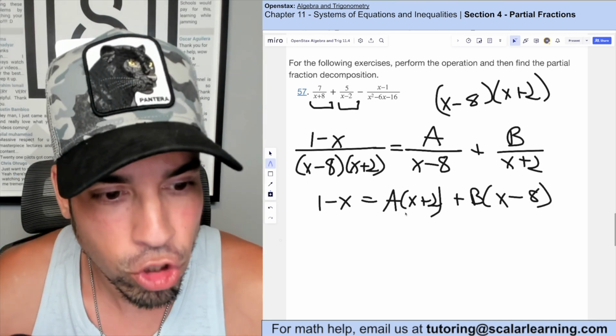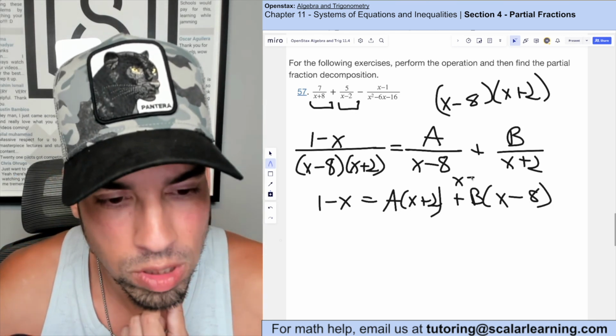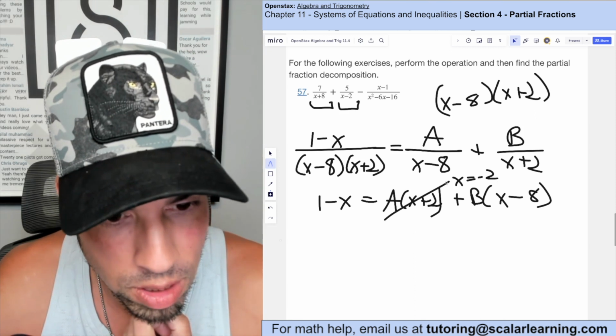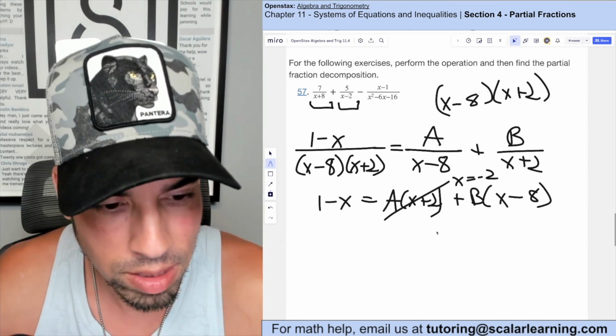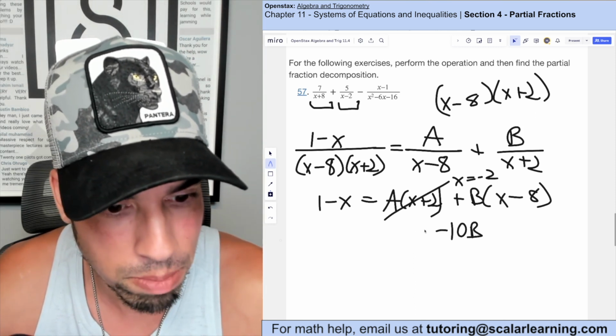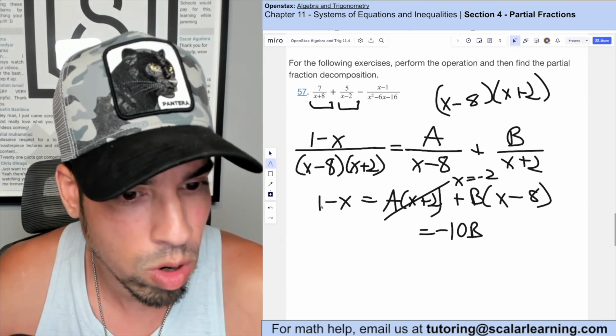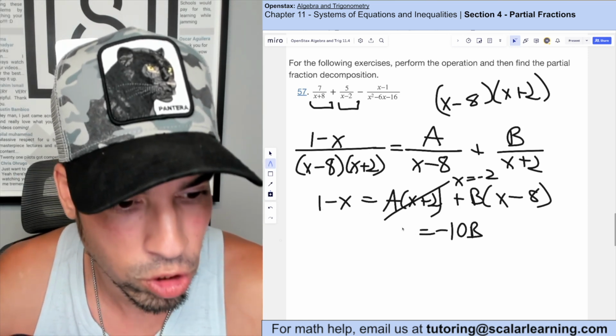Great. Now we're going to choose some values to plug in for x. I'm going to choose negative 2 first. That's going to zero this out. Negative 2 minus 8 is negative 10. So we get negative 10B is equal to 1 minus negative 2, which is 3.